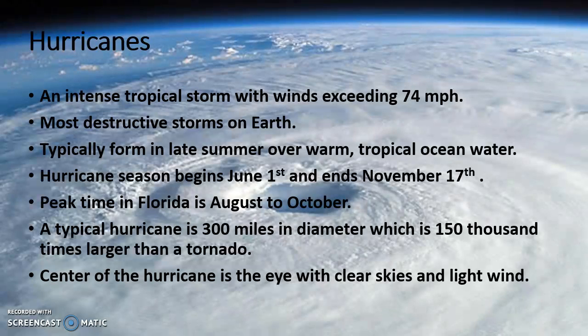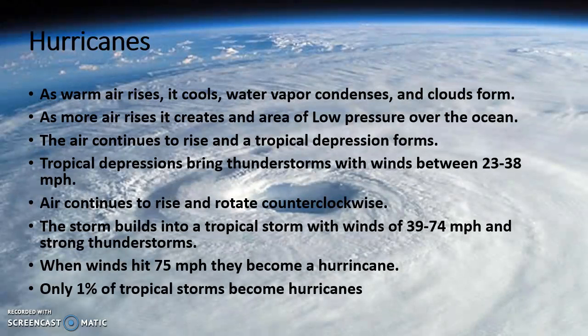The center of the hurricane is the eye, and it has clear skies and light wind. So really, the eye of the hurricane is not dangerous. It's the eye wall of the hurricane that's extremely dangerous. Again, as warm air rises, it cools and the water vapor condenses and the clouds start to form.